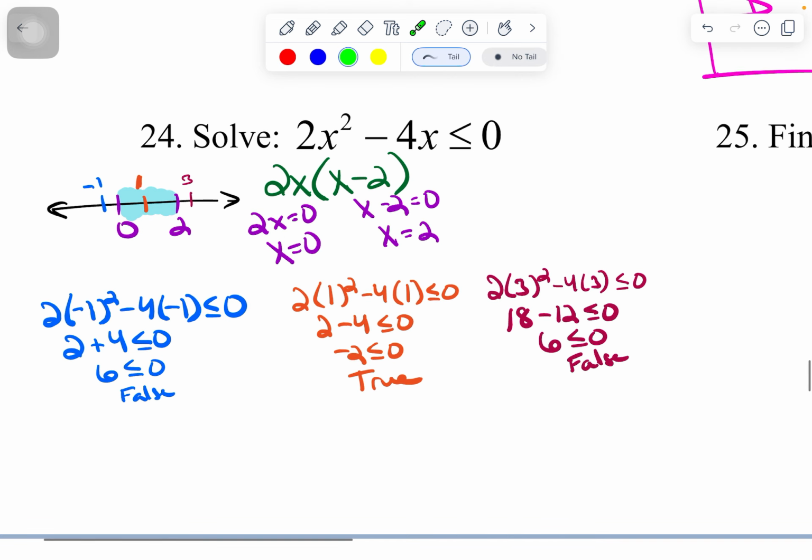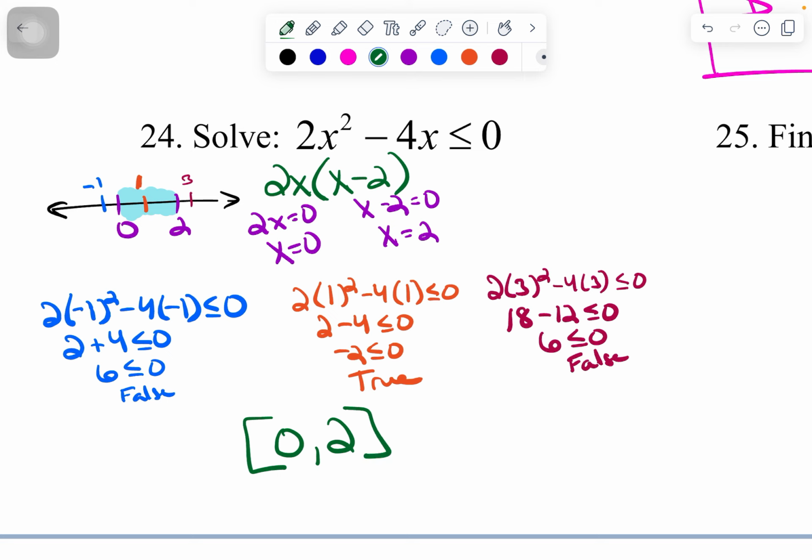So after all this hard work, the only numbers that work are the values between 0 and 2. Let's write that in interval notation. We do have an equal to part in the inequality, so we're going to use brackets there for 0 to 2. And that's the final answer for number 24.